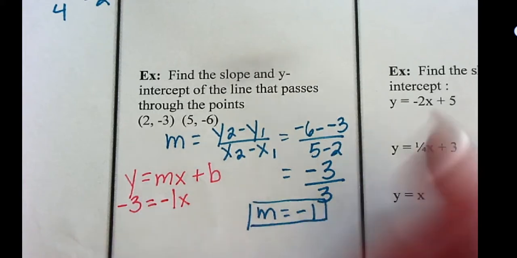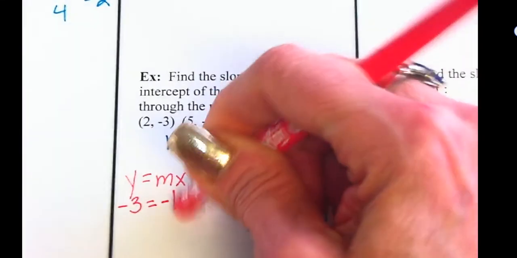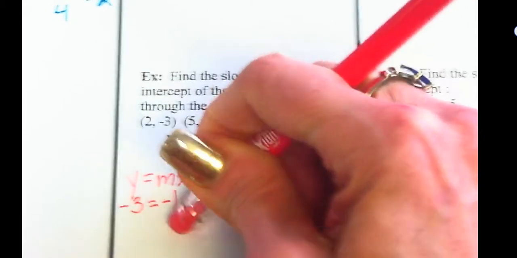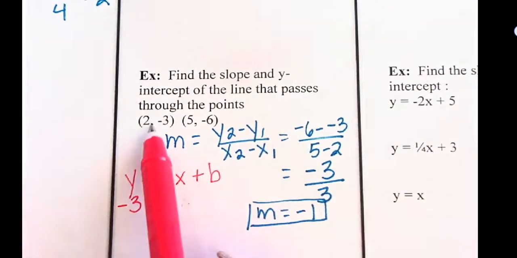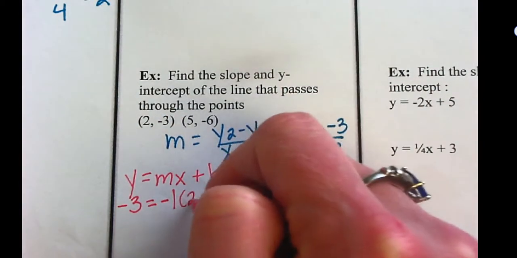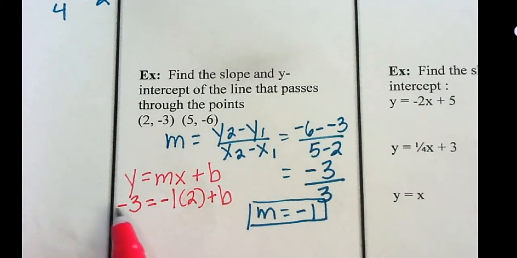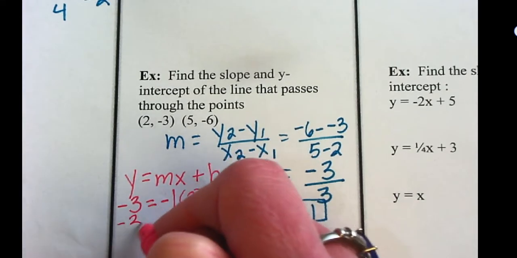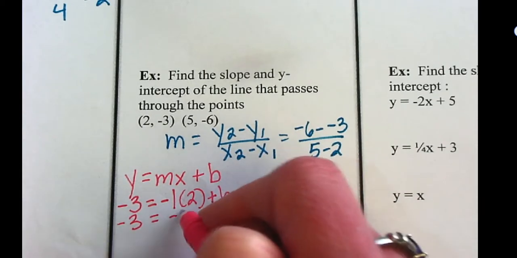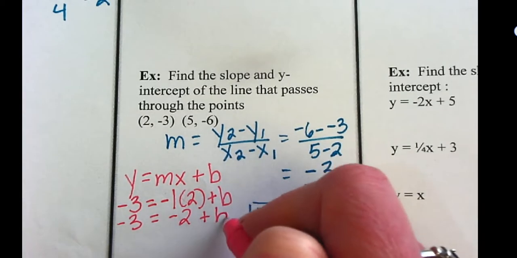I'm putting x, actually I know what x is. Not sure why I wrote it there. I know x, I've got to use the same coordinates. I'm going to use 2 plus b. So you see now I have everything except for b, so I can solve this equation. So now I have -3 equals -2 plus b.